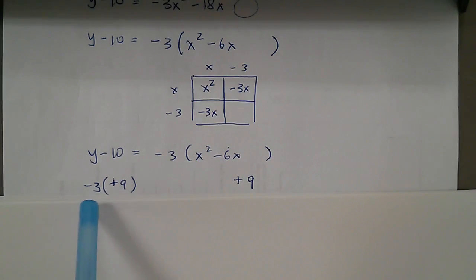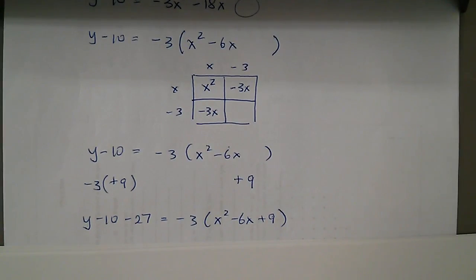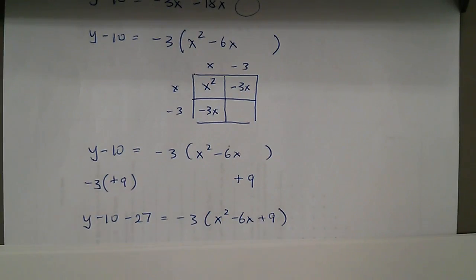And if you notice here, there's a negative 3. It's because negative 3 times 9 is what's been changed on the right-hand side. So on the left-hand side, we'll take negative 3 times 9 as well. So computing there, we'll see that we have y minus 10 minus 27, that's negative 3 times 9, and we've now completed the square inside the parentheses.